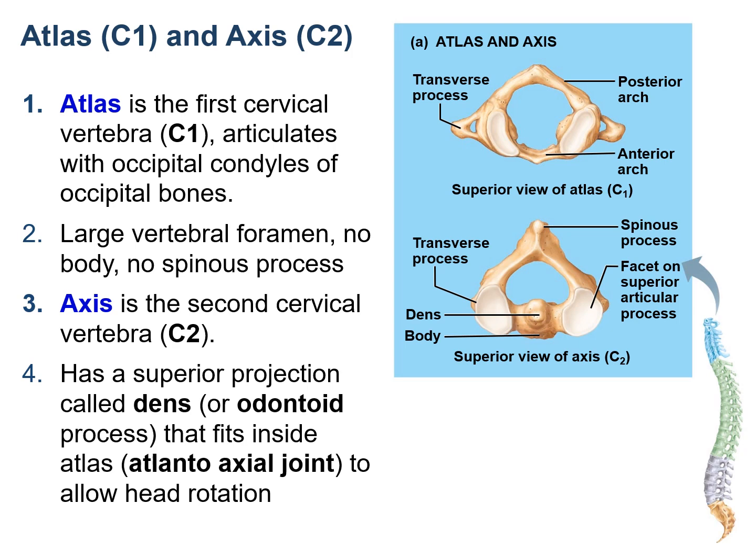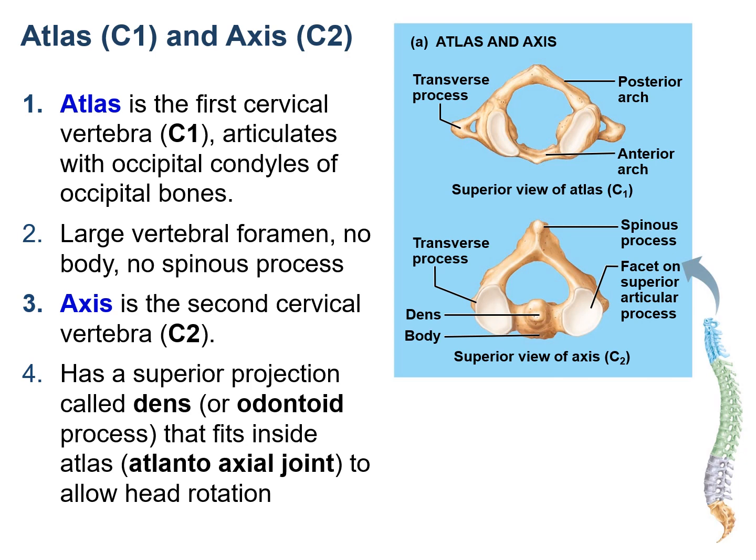The 7 cervical vertebrae are denoted by the letter C, so it goes from C1 through C7. The first cervical vertebra is known as the atlas, and this has the important job of articulating with the skull bone, more specifically with the occipital condyles of the occipital bone. In the atlas, there is no body, no spinous process, but a large vertebral foramen.